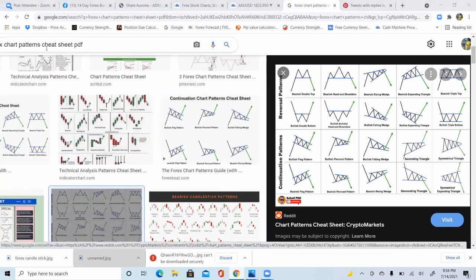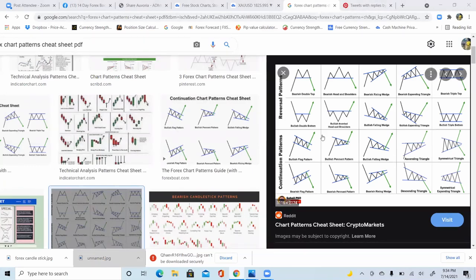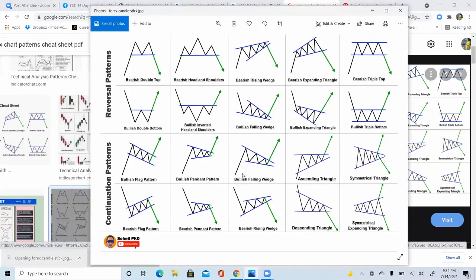But you can just type chart patterns cheat sheet PDF, and it'll pull up stuff like this. So let's look at this one, right? There we go. That's way better. So you have the candlesticks. Those tell you the individual little movements. Now we zoom out a little bit. We look at the movements as a pattern.